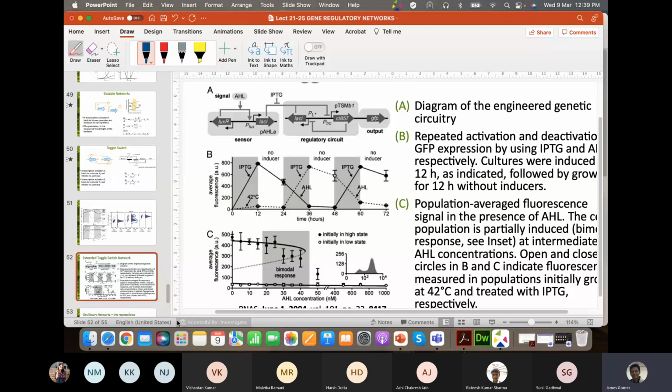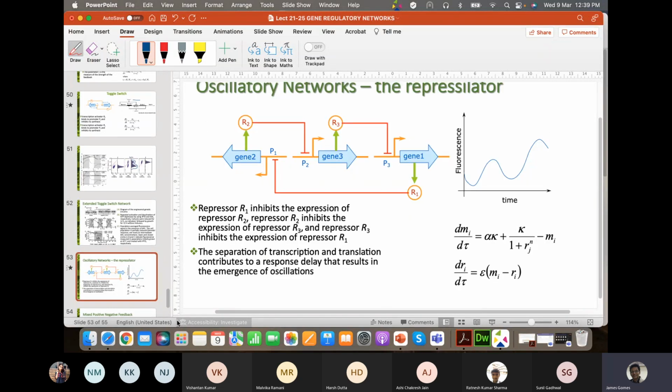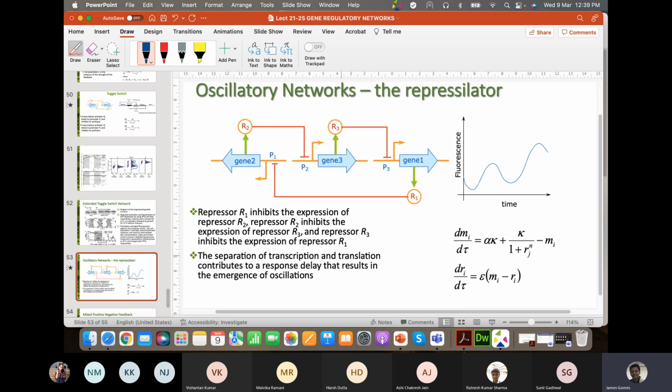There are some more complex circuitries, and I'll not go into that. I'll come back to it when I discuss that paper later. Right now, we're going to look at oscillatory networks. The oscillatory network that I talked about with the student, Basu: the first thing they did was look at this repressilator. They had designed this, and then they got it working also.